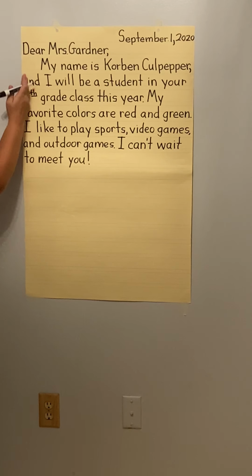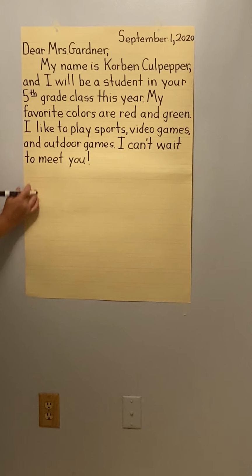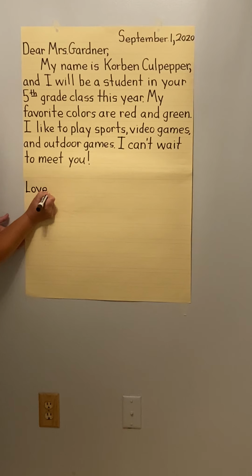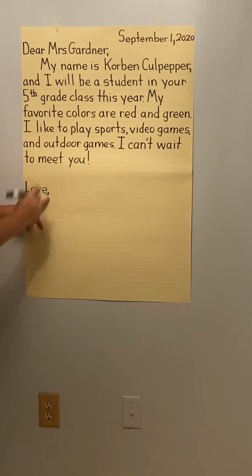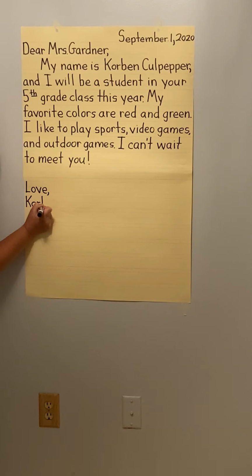Your closing needs to be lined up with your greeting. So I'm going to put Love. And the closing also needs a comma after it, just like the greeting. And then the signature is simply your name. Since we're pretending like Corbin is writing this letter, I'm going to put Love, Corbin. And that is a friendly letter to your teacher.